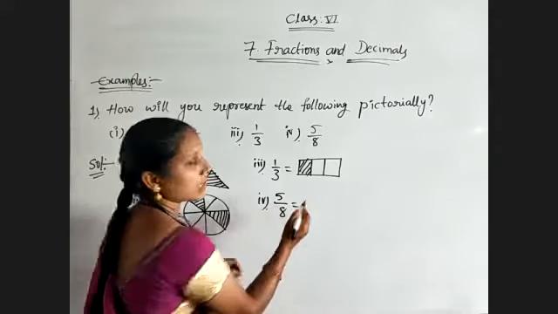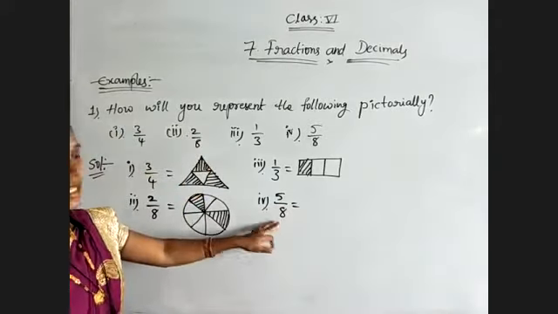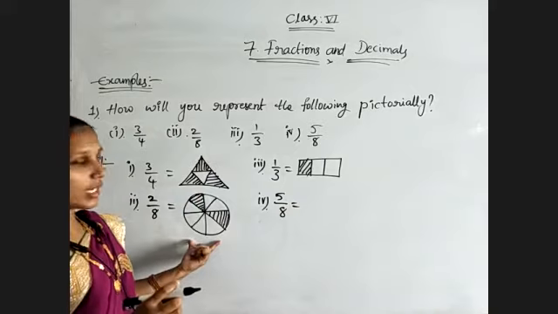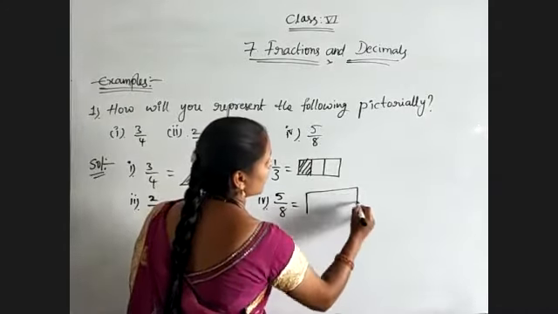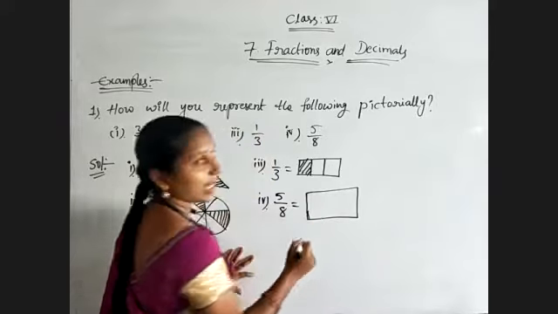So how to represent this? Again, 8 equal parts are there. So we can use a circle. Otherwise, I am going to use a rectangle. All the even numbers we can represent by using a rectangle.